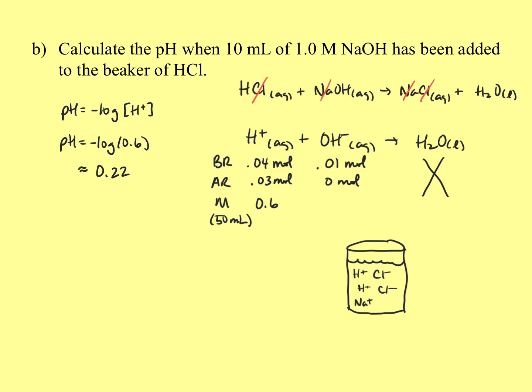Remember that Cl minus has no effect on the pH because it is a negligible conjugate base, whereas Na plus also has no effect on the pH because it is a group 1 element. It's the cation of a strong base, NaOH. So at this point, the pH is still very low because you have only H plus that has any impact on the pH.